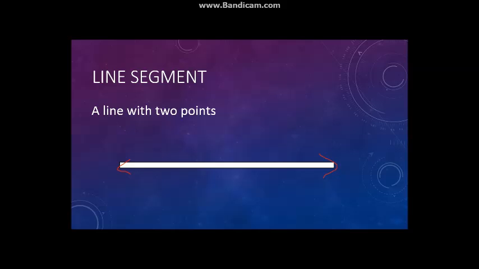But anyway, so this is a line with 2 points. So let's say this is a line. Let's say that this is a never-ending line. Well, if it has 2 points, and this is BC, this would be a line segment.